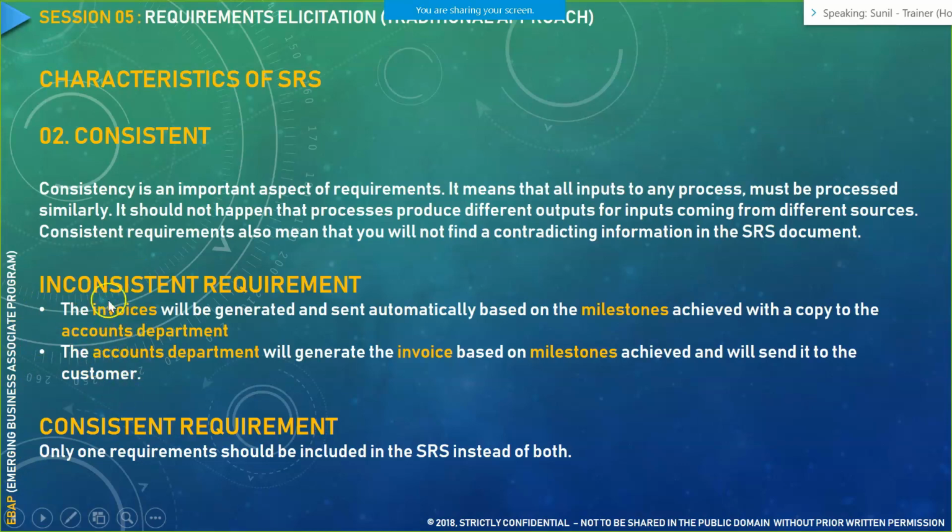So instead of having two requirements phrased in two different contexts, ultimately giving the same outcome, it's better to have only one requirement included in the SRS instead of both. So you have to avoid those inconsistent or duplicate requirements when you are preparing a system requirement specification.